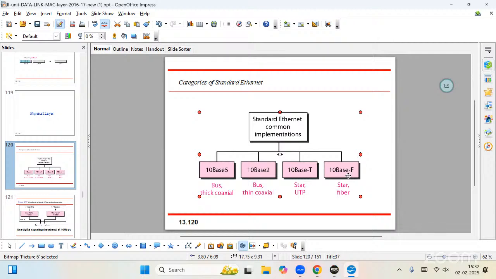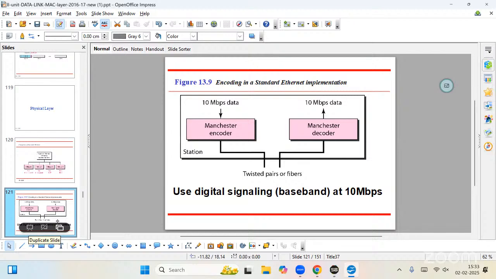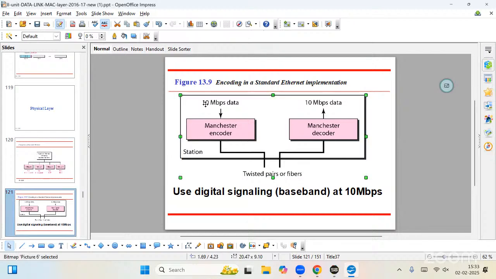Where do we use 10Base5? In bus connection. Where do we use 10Base2? Bus topology. 10Base-T? Star topology. 10Base-F? Star topology. Star topology, bus topology, mesh topology, ring topology, hybrid topology all come under network topology. Next, this is 10Base data, where we can use 10 megabits per second.